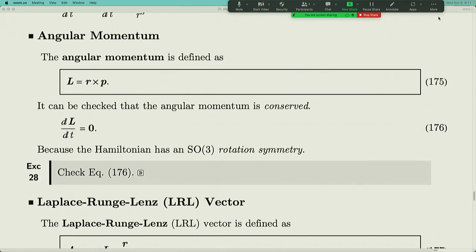And because the Hamiltonian has a rotational symmetry, this symmetry enforces that there is some conserved quantity associated with it, which is the angular momentum.